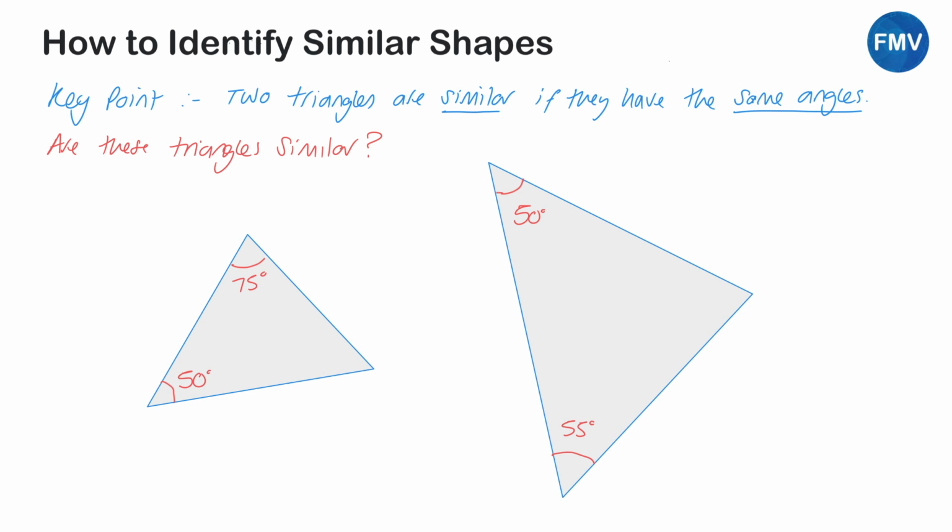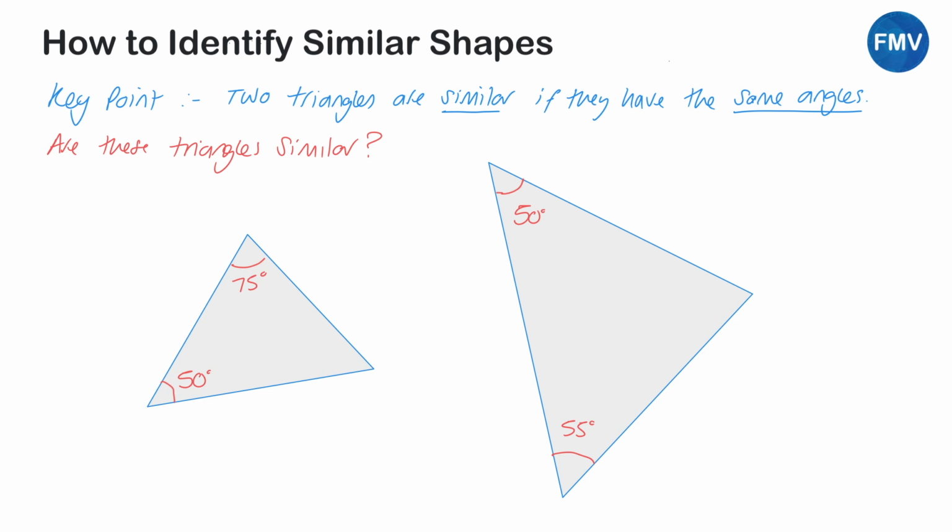Hello again, and in this video we're going to look at similar shapes and how to identify them. We're going to start with triangles, so we're going to look at similar triangles. The real key point here is that any two triangles are similar if they have the same angles. They don't need to be the same size, but they do have to have the same angles. So the question is, are these two triangles similar?